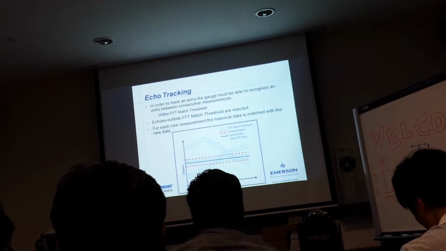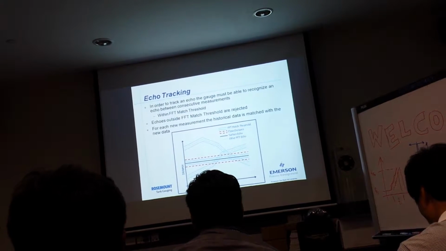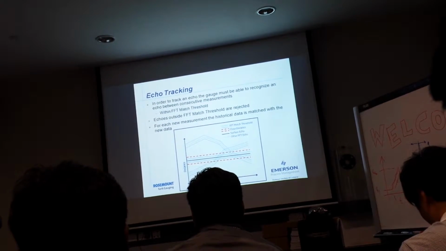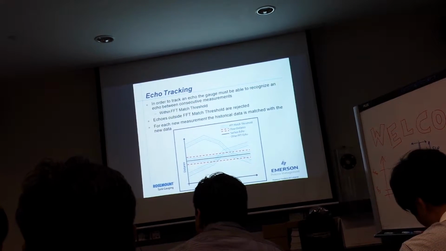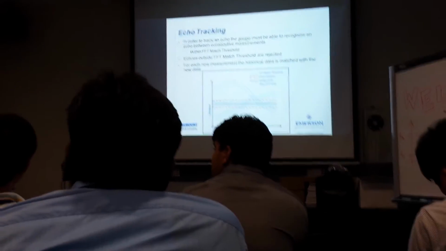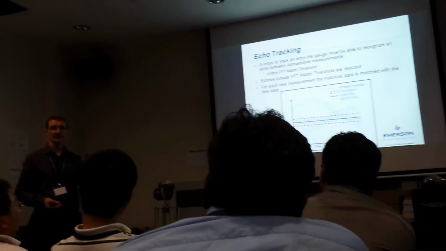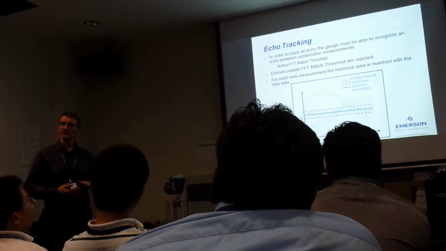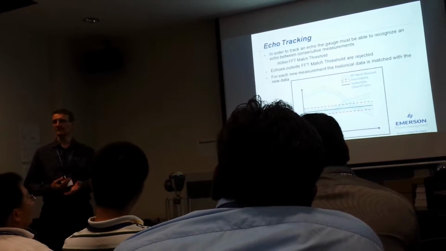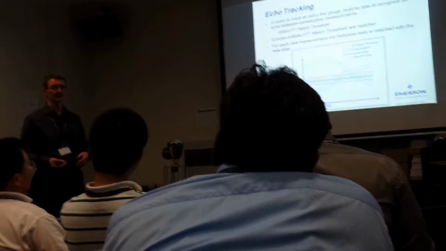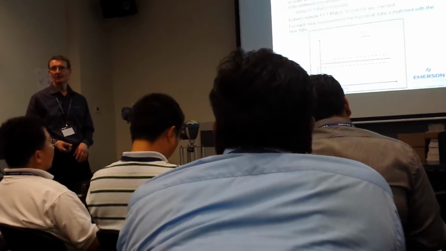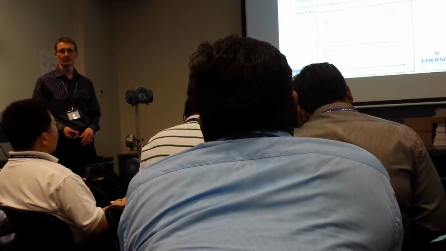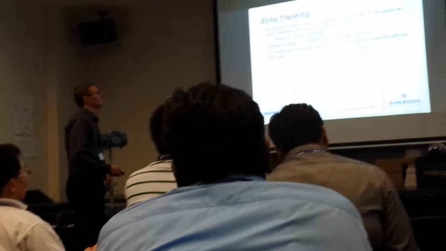Okay, echo tracking. That's maybe an interesting phenomenon. If the level is stable and sitting there, it's very easy for the gauge. But if the level starts moving up and down, you can have different scenarios. You can have different movement. It moves fast or slow or something like that. That can be an interesting thing. What should the gauge do if the level starts moving?